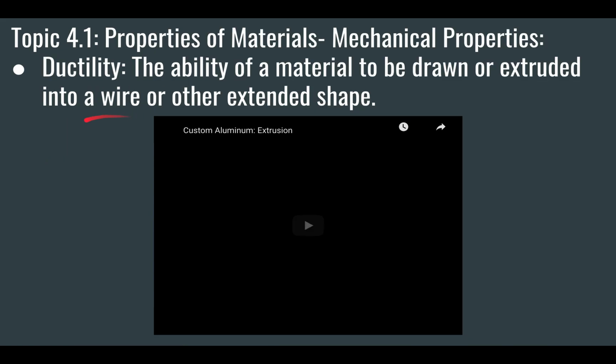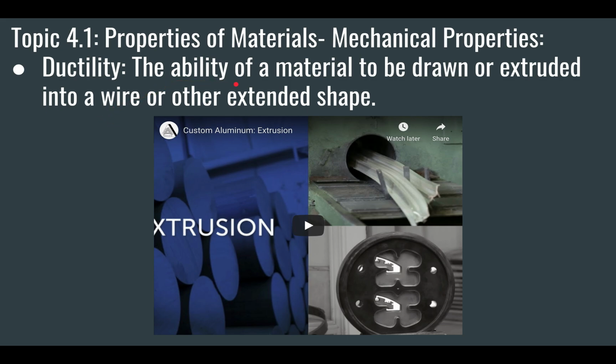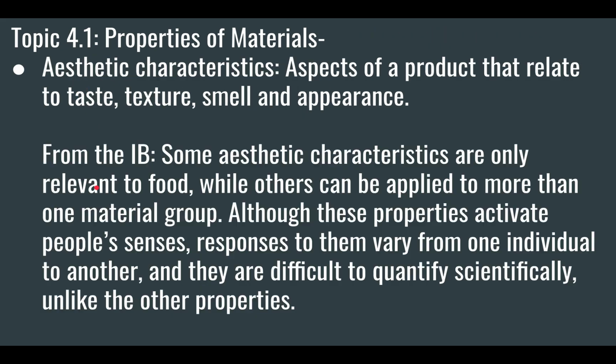Okay. Let's talk about ductility. Ductility is the ability of a material to be drawn or extruded into a wire or some other extended shape. In this video you can get a sense of what ductility looks like. This is aluminum extrusion. Some materials are better at being drawn into wires, particularly metals. Metals can be drawn into wires or other extended shapes. But something like diamond is not very good at being drawn into an extended shape, so it's going to have a low ductility, whereas something like aluminum has a relatively high ductility.